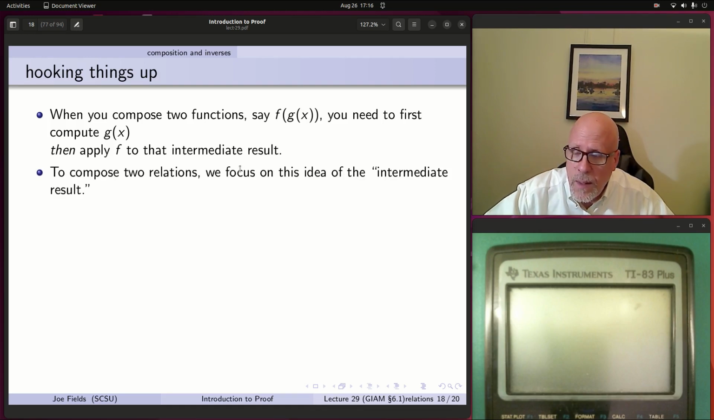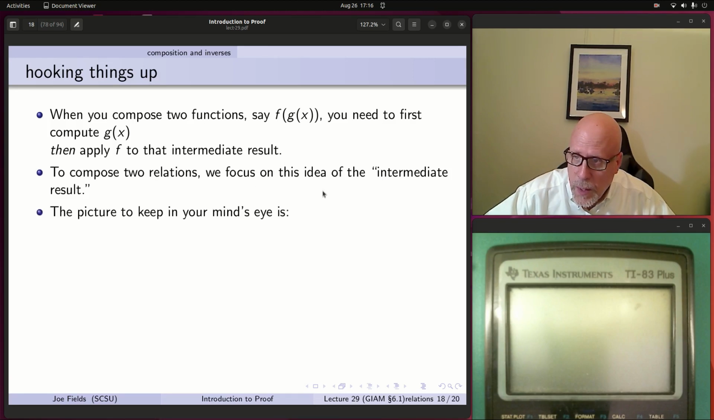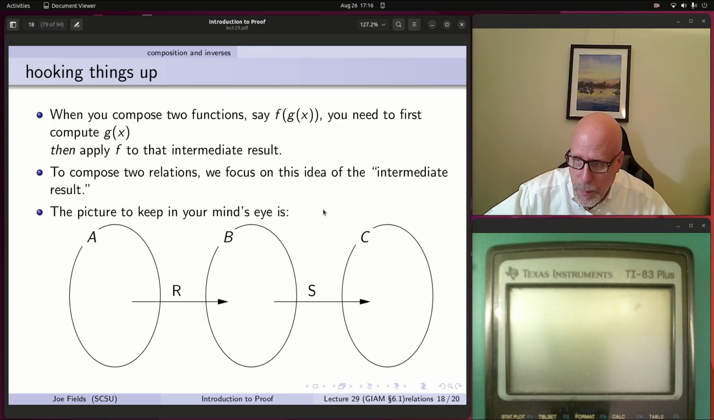So to compose two relations, we're basically going to think about the same thing. We want an intermediate result, and then we're going to apply the second relation to that. Here's the picture to keep in mind. You're going to usually, in the generic case, have 3 sets, although they could all be the same, I suppose, too. But in the heterogeneous case, you'll have A, B, and C. And there's a relation R that goes from A to B, and a second relation S that goes from B to C. And you're chaining those together.